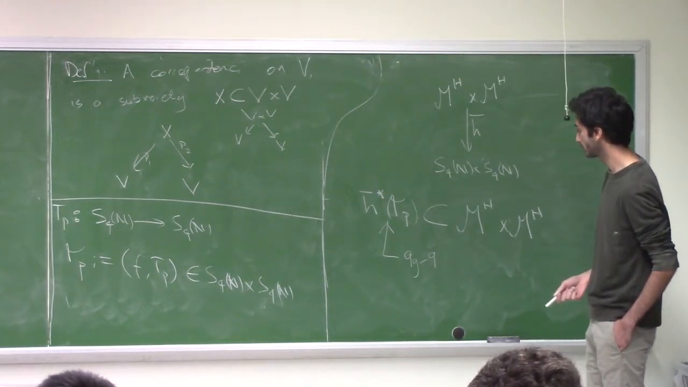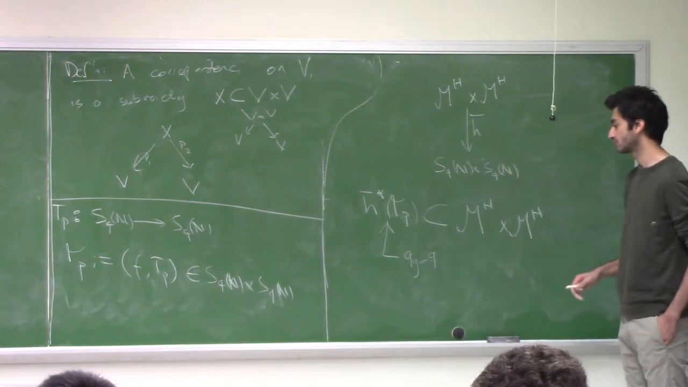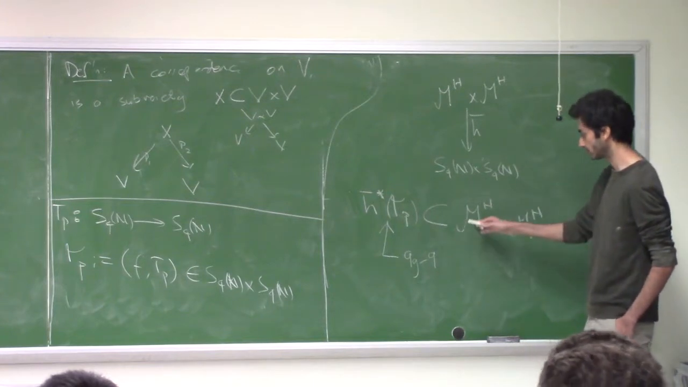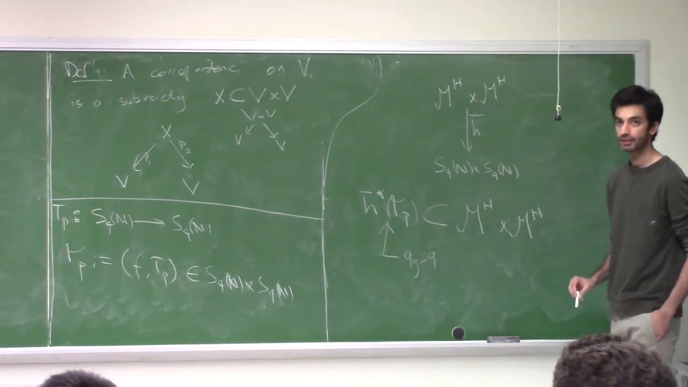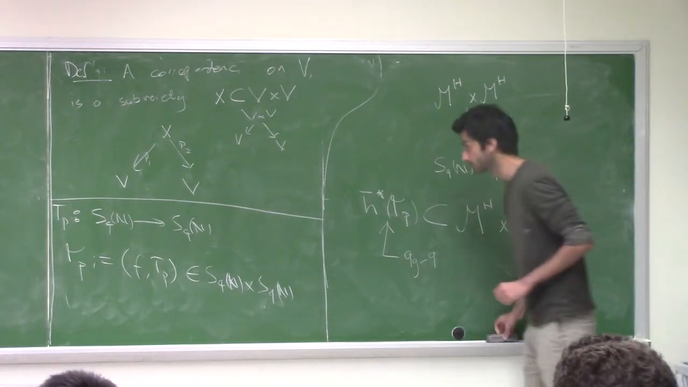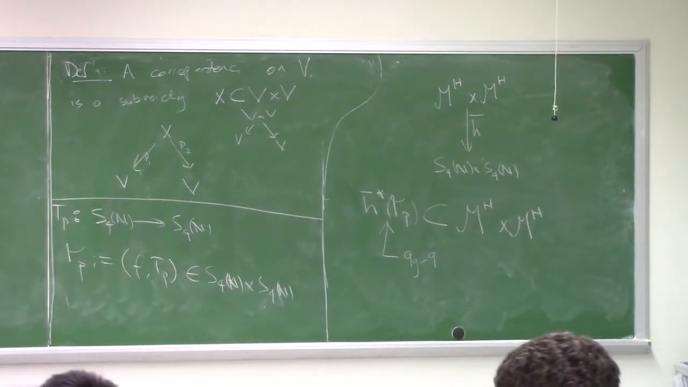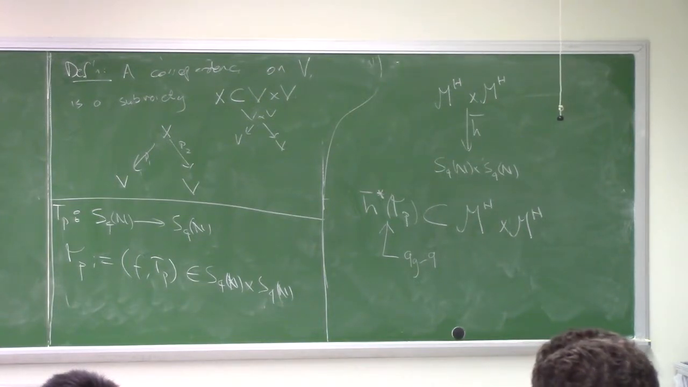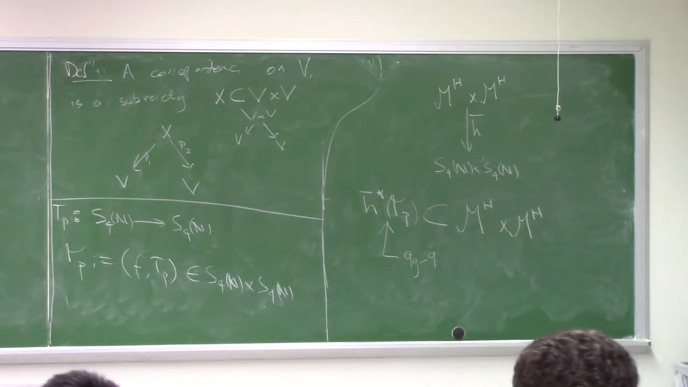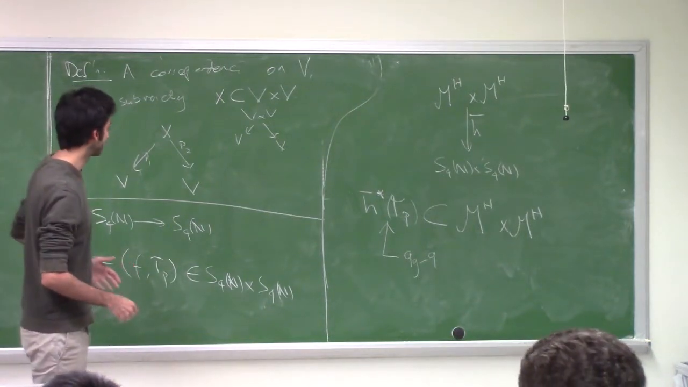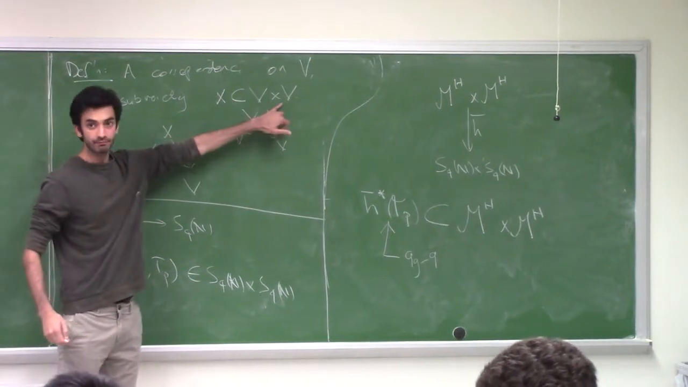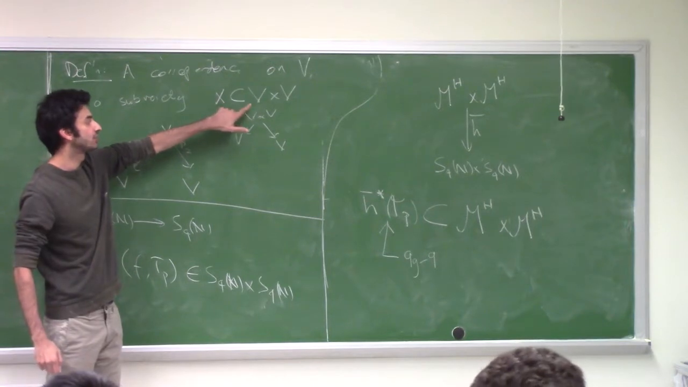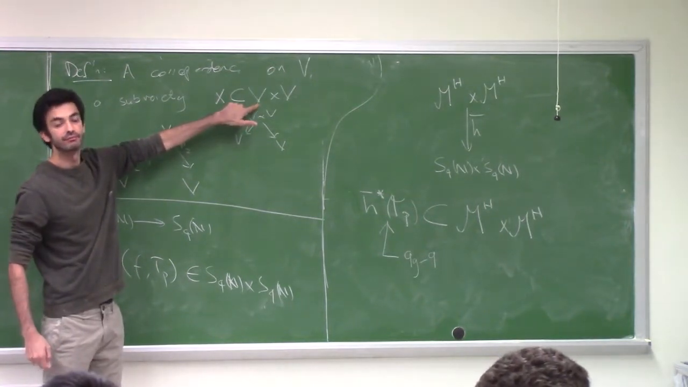So a homogeneous correspondence is a subvariety which is exactly half the dimension of the product, or a subvariety whose dimension is exactly equal to the dimension of one of these things. So to construct a homogeneous correspondence... What do you mean by homogeneous? Homogeneous with respect to what? So a correspondence was a subvariety in V cross V. A correspondence is homogeneous if the dimension of this subvariety is equal to the dimension of V. That's just the definition.